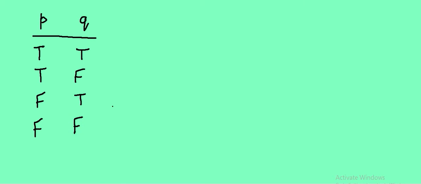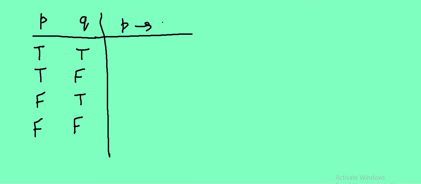So many questions are asked from this. This is very important, right? This is a very important logic concept. So if P then Q: if P is true and Q is true, then the whole statement is true, right? Again here, if P is true and Q is false, then the whole statement will be false, right? If P is false and Q is true, then the whole statement will be true, right?